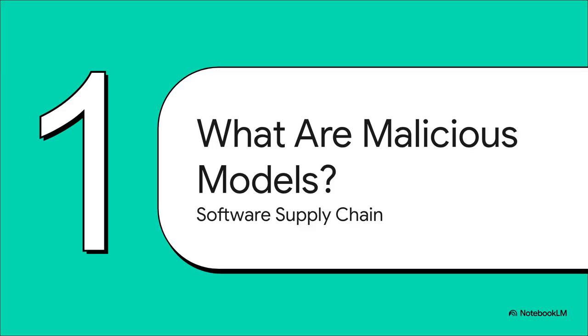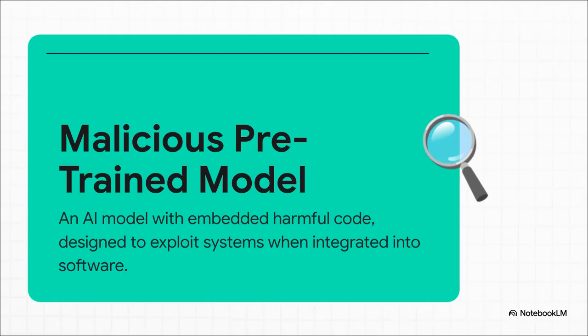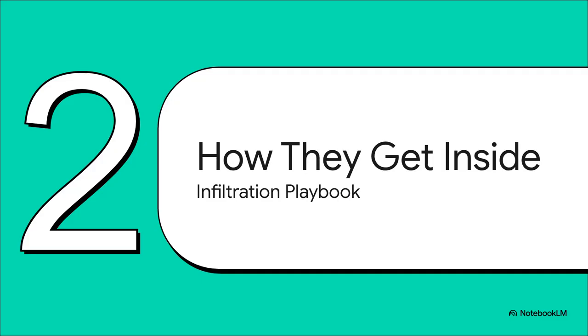Okay, so first things first. When I say malicious model, what does that actually mean? Let's break it down. The keywords here are embedded and designed. This isn't some bug or an oopsie. We're talking about an AI model that's been deliberately turned into a weapon. It's engineered from the ground up to attack your system from the inside the second you plug it into your code.